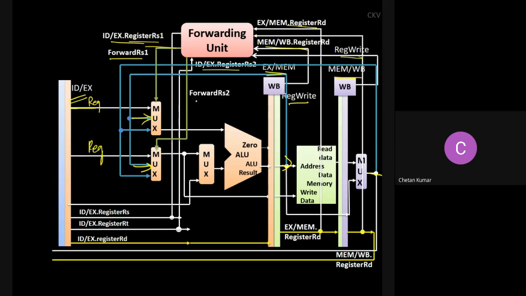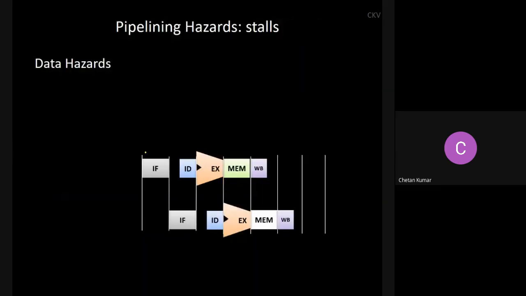We call them forward RS1 and forward RS2. Each of these signals is a 2-bit value, which will tell you whether the value is to be taken directly from the register file or whether the value is forwarded from some stage. That information will be conveyed by these signals. We have also seen different possibilities where this could take 00, 01, 10, and this also could take 00, 01, 10. I think most of the possibilities we have discussed, if not all. So this was about the forwarding implementation in case of normal data hazard.